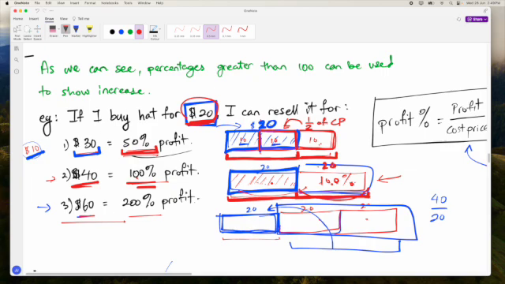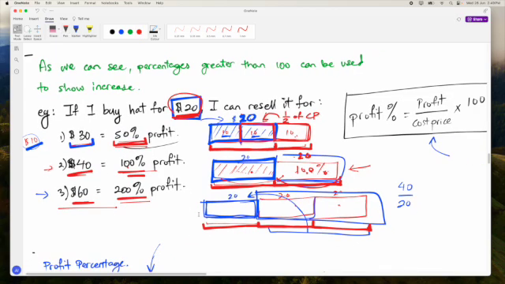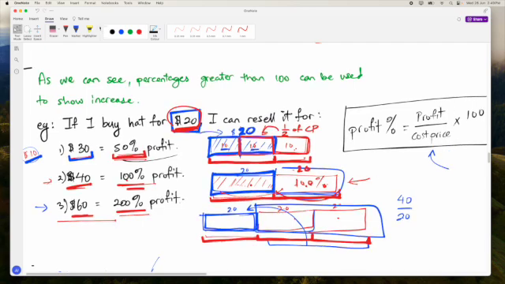And if you sell the hat for $60, well, guess what? You bought it for $20. And when you sell it for $60, you'll make back the $20, but then you'll actually make another $20. So I make 100% profit there. And then another $20. So that is 200% profit there.